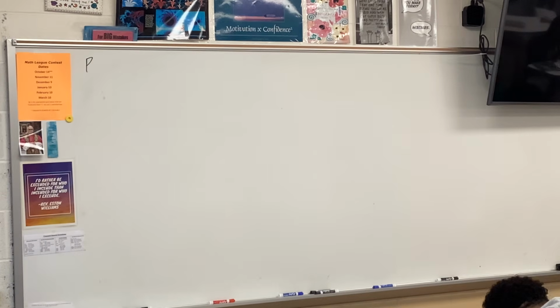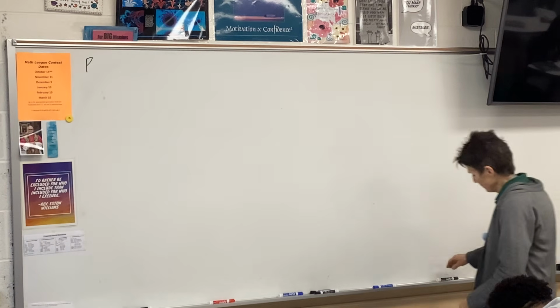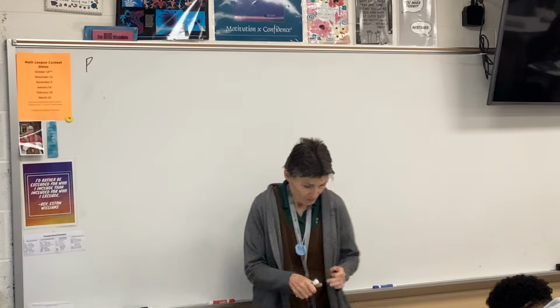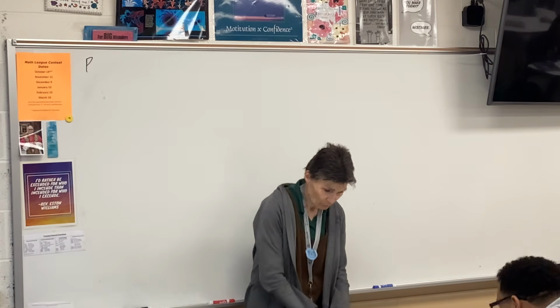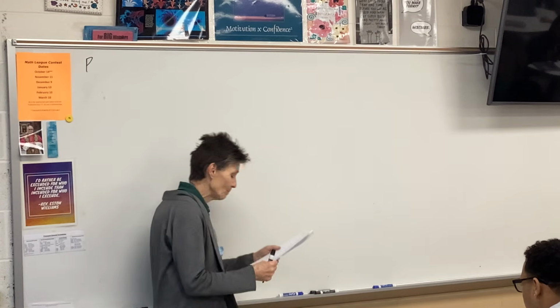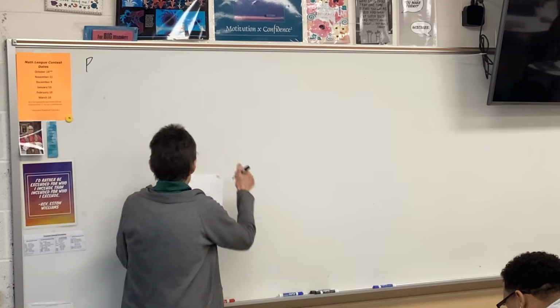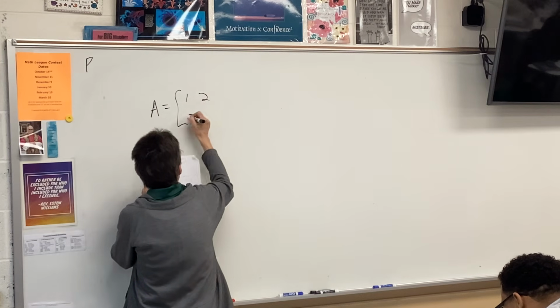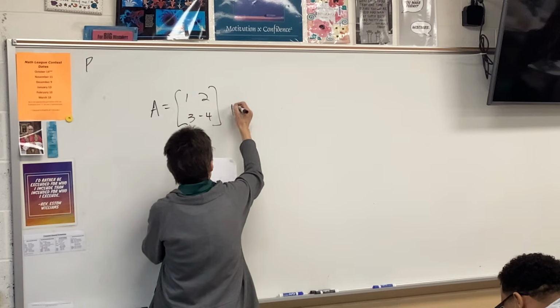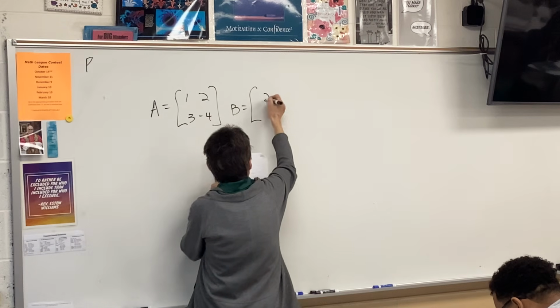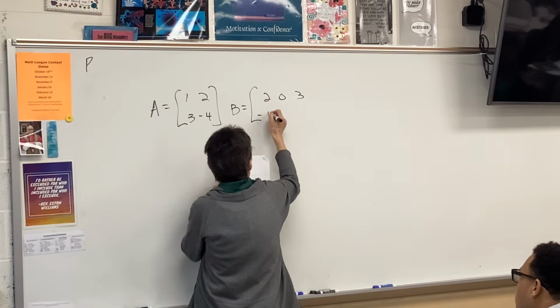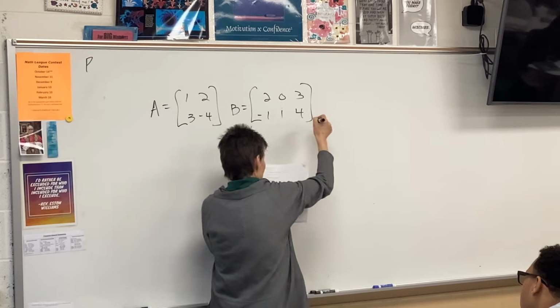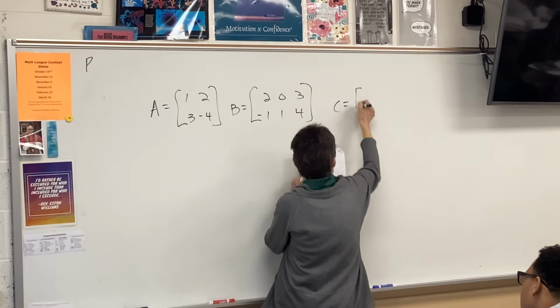So we got our vocabulary under control. We know our vocabulary. So here we go. Our notes here, 7.2. Number 1. You've got 3 matrices, and we're going to answer some questions about them.